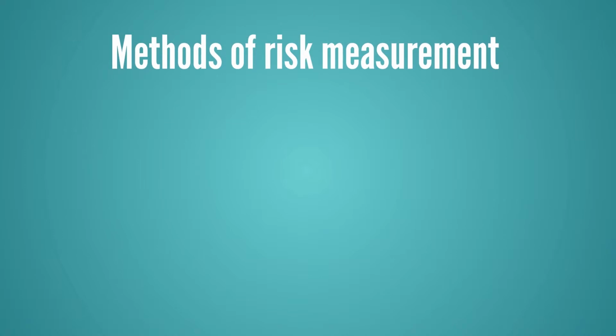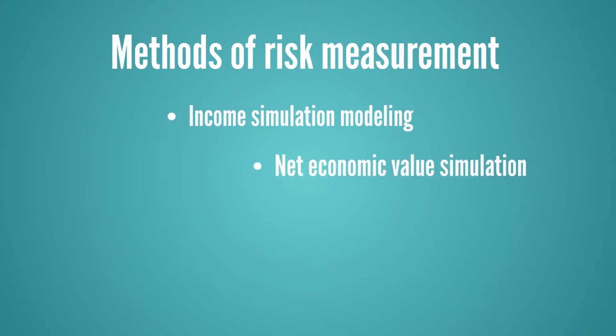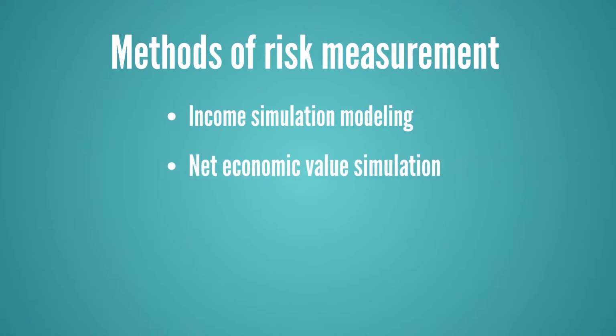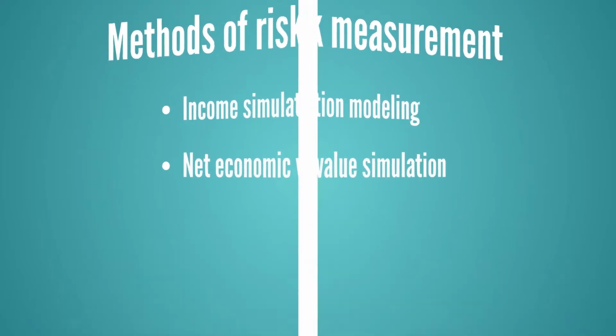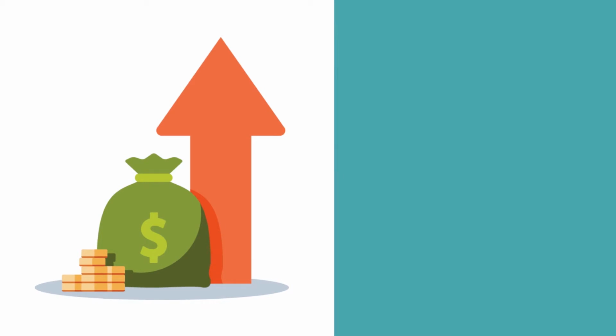So let's get to the different methods of risk measurement. There are two ways to measure risk: income simulation modeling, which is a measurement of short-term risk, and net economic value, which is a measurement of long-term risk. When used together, they become a powerful tool for decision-making. We'll discuss income simulation modeling first.